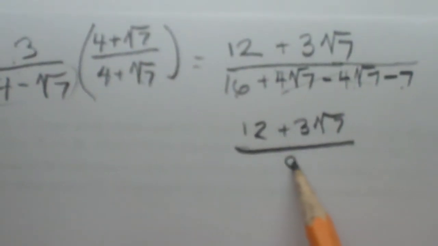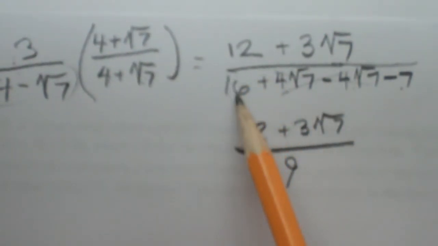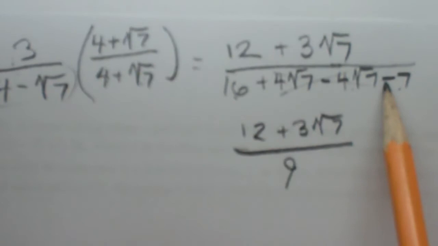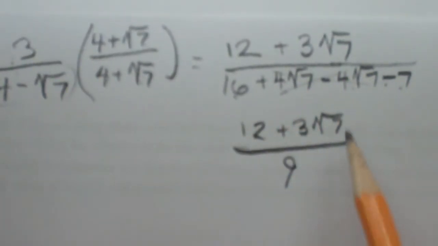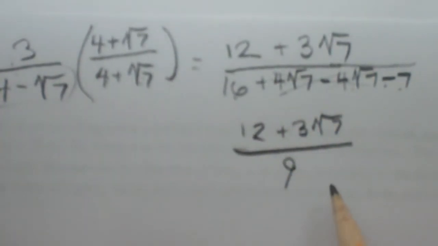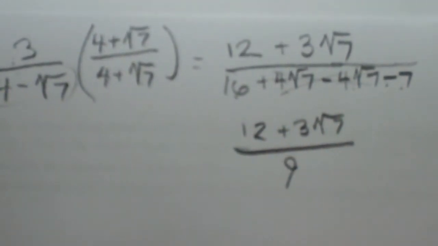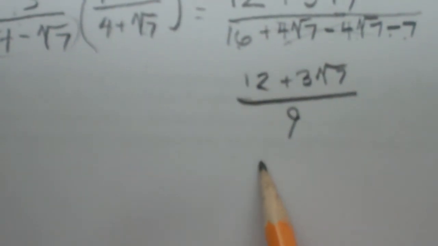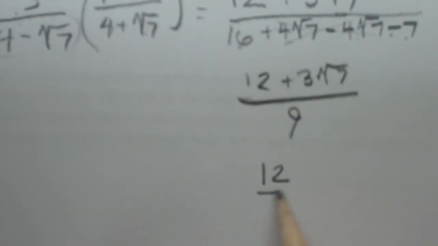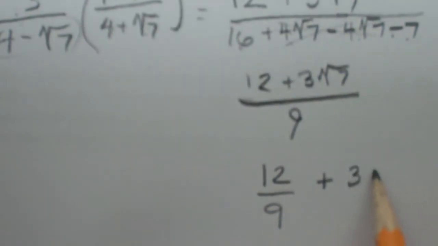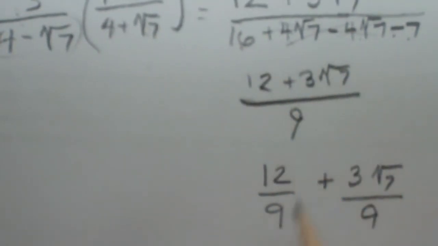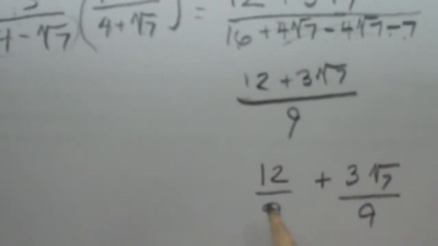So we end up, well, at the bottom of 9. Do we see why? Well, 16 minus 7 gives us that 9. The terms in the middle are canceled out. We can simplify what we have here, though, now. The way I'll simplify it is by breaking it into two fractions and then simplifying. So we have 12 over 9 plus 3 radical 7 over 9. Do you see how I broke this into two fractions, each of which may be able to be simplified?